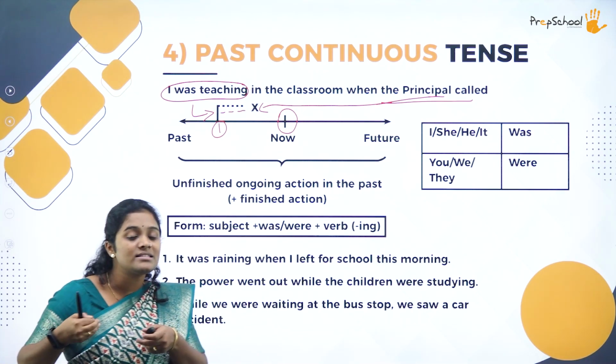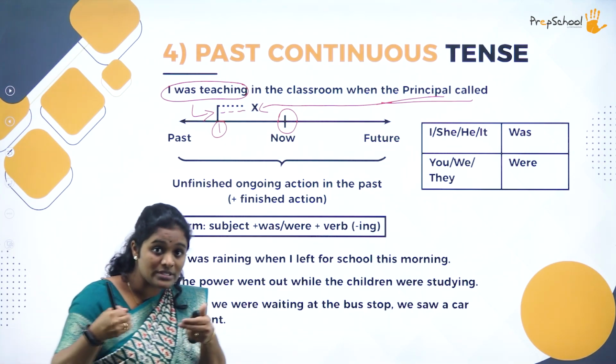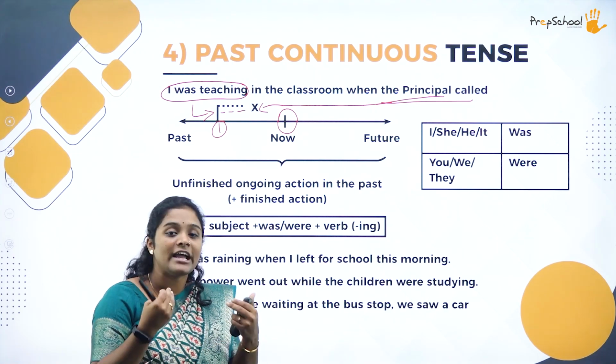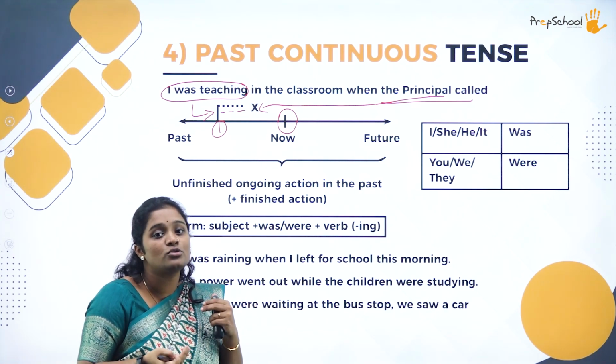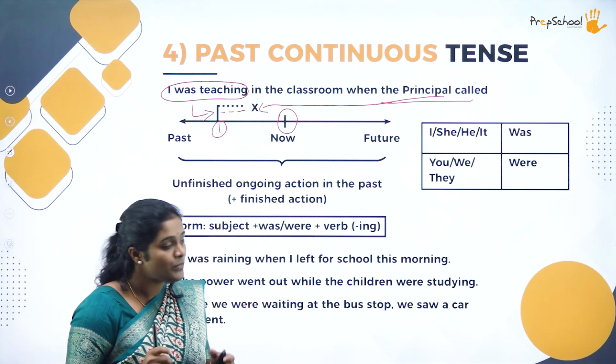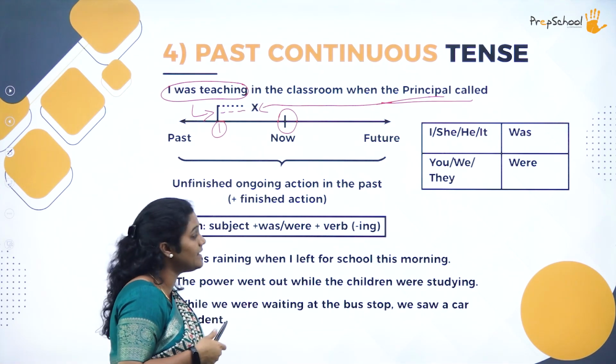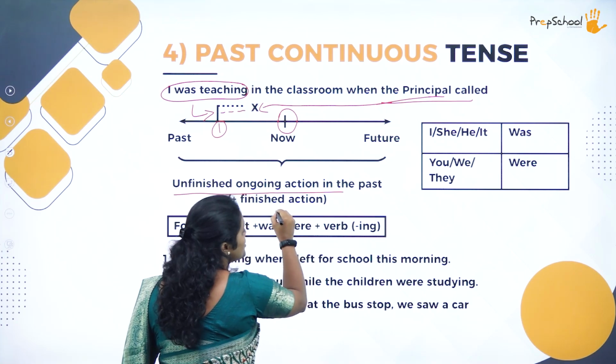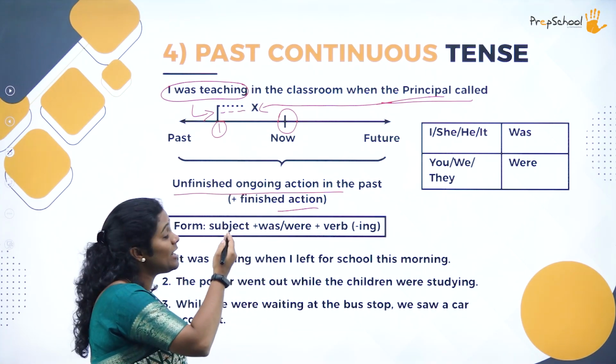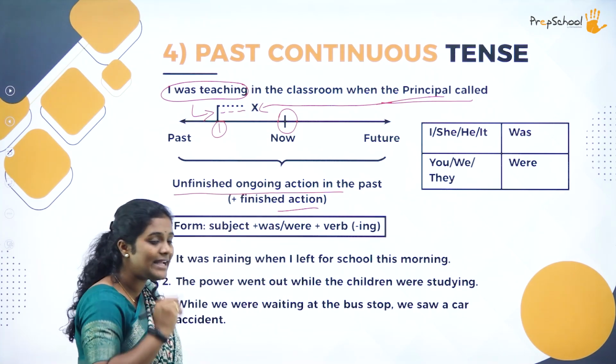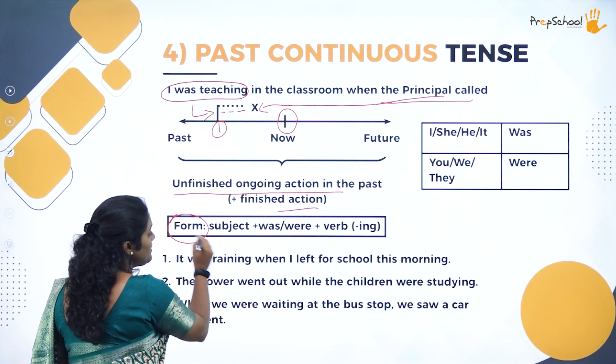In the past, there was an action happening continuously and I am referring to it now. And I also tell what interrupted the action. Okay, let's simplify it a bit and understand it. Unfinished ongoing actions in the past can be described with the help of the past continuous tense. Okay, the form is simple.